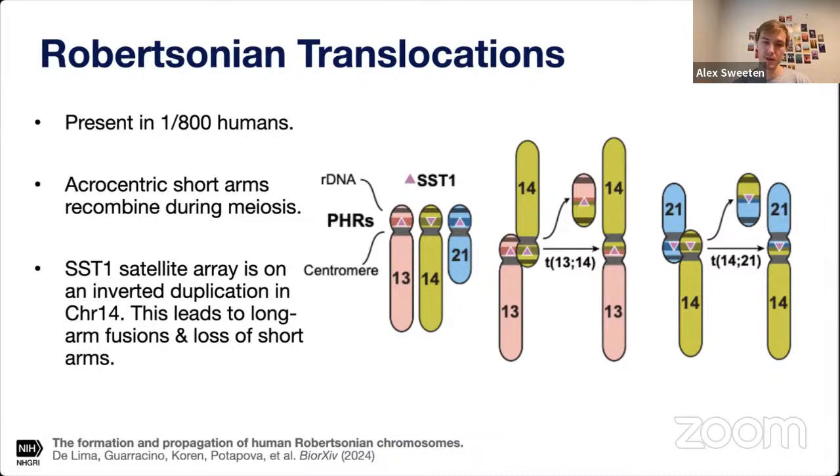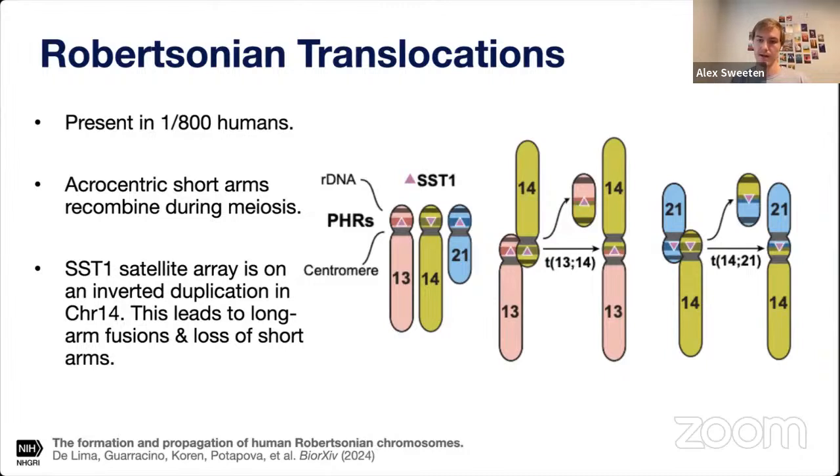So in the short arms of your acrocentric chromosomes, you have these areas called pseudohomologous regions. And these regions tend to pair up during meiosis, recombine, exchange material, and then segregate. What happens here is that in chromosome 14, this area is inverted with respect to chromosome 13 and 21. So as a result, when these pair up in the pseudohomologous regions, sometimes they can pair up in an inverted manner. What this leads to is that instead of the normal pairing, where you have short arm to short arm, long arm to long arm, you can mix and match.